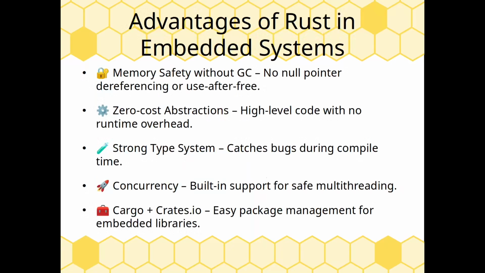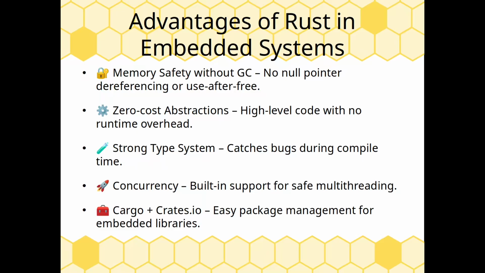And what are the advantages of Rust, and why are we using it in embedded systems? So, memory safety without a garbage collector, which means no null pointer dereferencing, or after free the pointer will go completely out of scope and we can't access it. There won't be any errors even if we have access like that, and it will throw errors before even running.